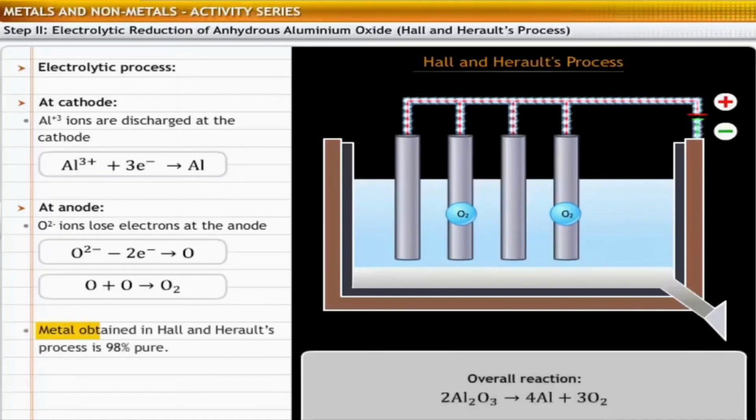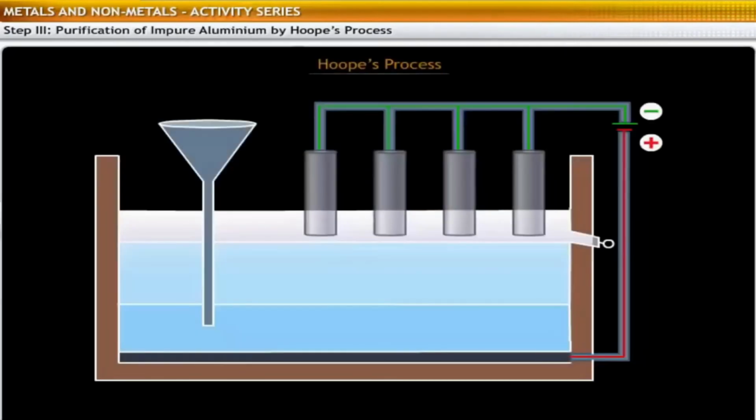The metal obtained after Hall and Herold's process is about 98% pure. This needs to be purified further. The third step is purification of the electrolyzed output from Hall and Herold's process. This is done by using a cell developed by Hoop. Therefore, the process is called Hoop's process.